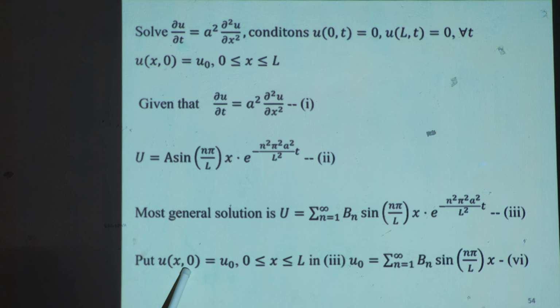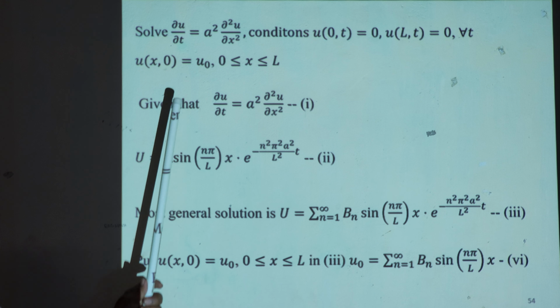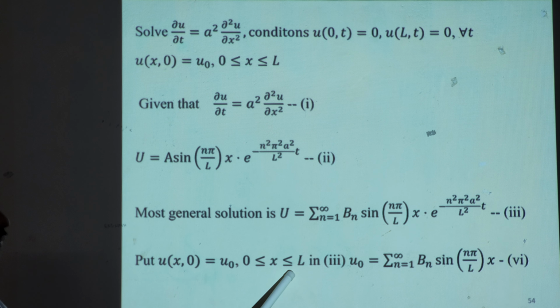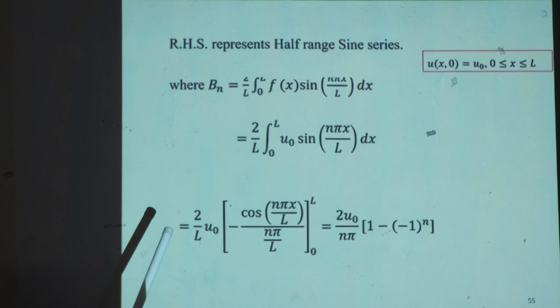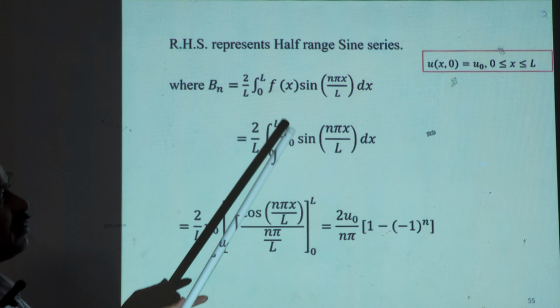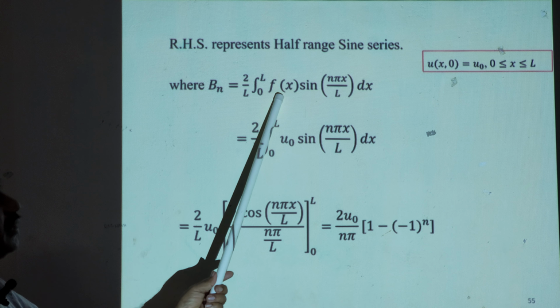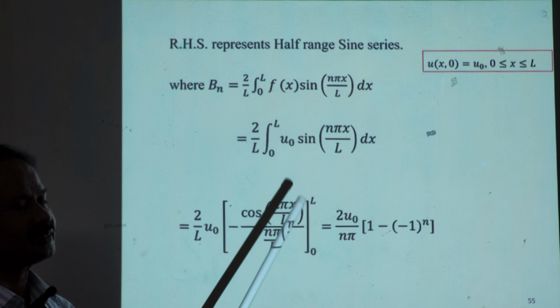So these are the boundary conditions. At t equal to 0, we have u0 in this interval. Okay, we will solve one by one. So now, the right hand side represents a half range sine series, we know already. So Bn equal to 2 divided by L, integral 0 to L, f of x sin n pi x by L dx.